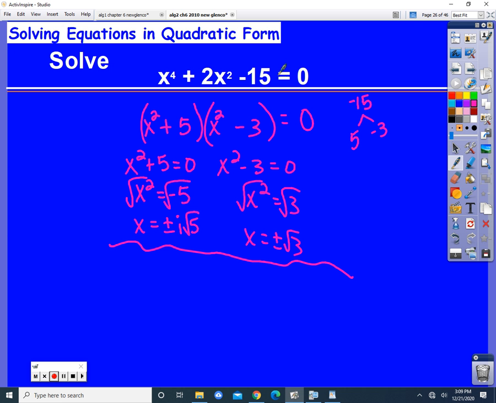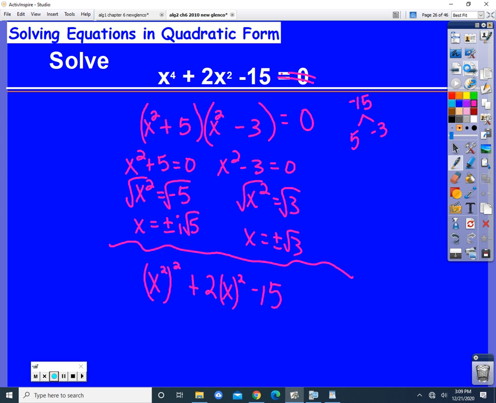So let me show you that quadratic form they're talking about. That would be where they didn't have it set equal to 0. All they want you to do is really kind of strange. They want you just to replace the x to the 4th as x squared, and then they want you to do this, that squared minus 15. So it is the same problem, it's just they want you to look at it differently. It's an x squared quadratic instead of the degree 4.